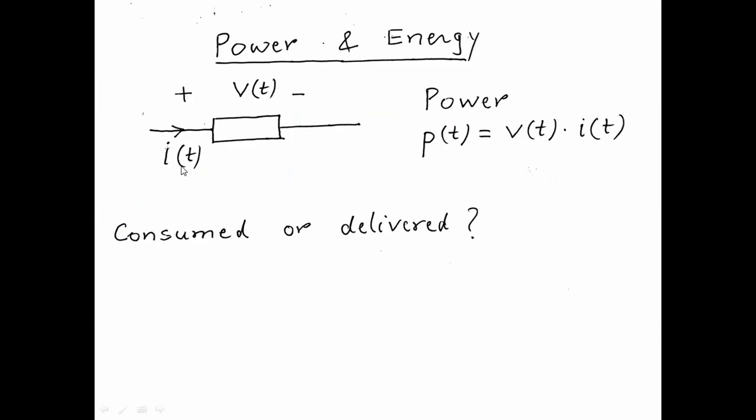So let us say we have a circuit element, something, and we know that the voltage across that circuit element is V of t, where t is time, and the current flowing is I of t. Then we know that the power in the circuit is P of t equal to the voltage times the current. So the question is, is this power consumed by the circuit element or is this power delivered by the circuit element?